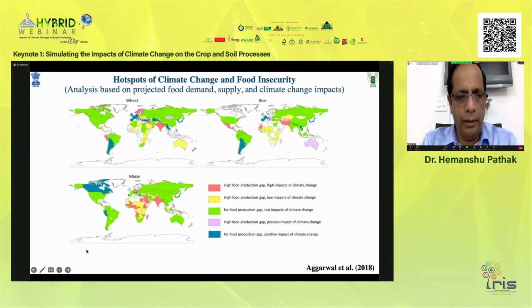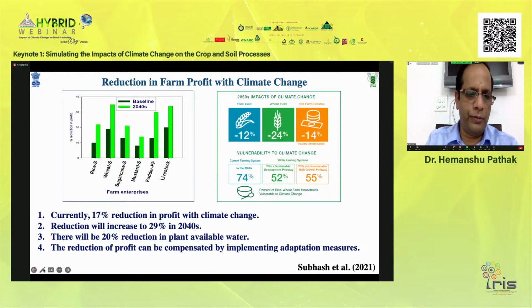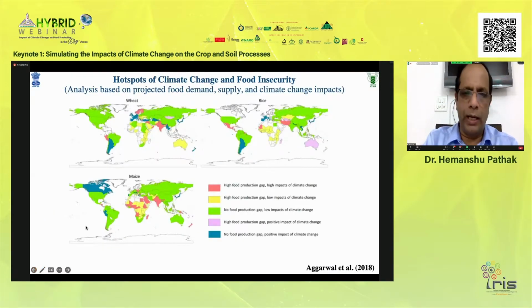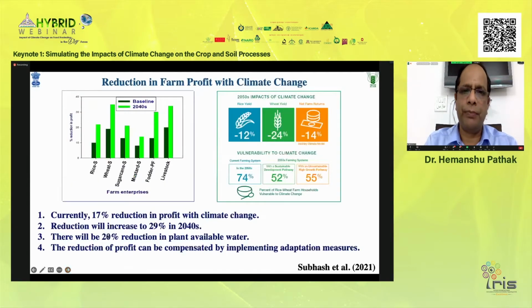Not only in our country, but all over the globe, several estimations have been made. For example, this is one example which has been done by CIMMYT about hotspots of climate change and food security. So again, you can see which country is going to be affected by how much because of changing climate. Not only in terms of crop yield, but also what is going to be the impact of climate change on farmers' income or farm profit.